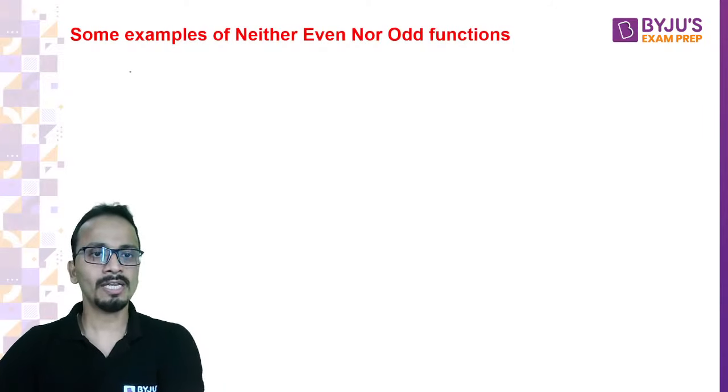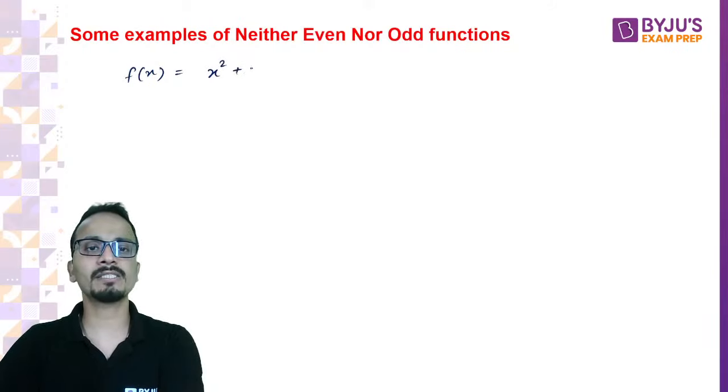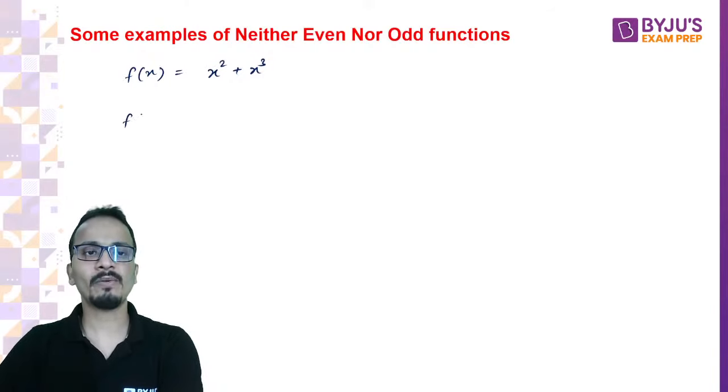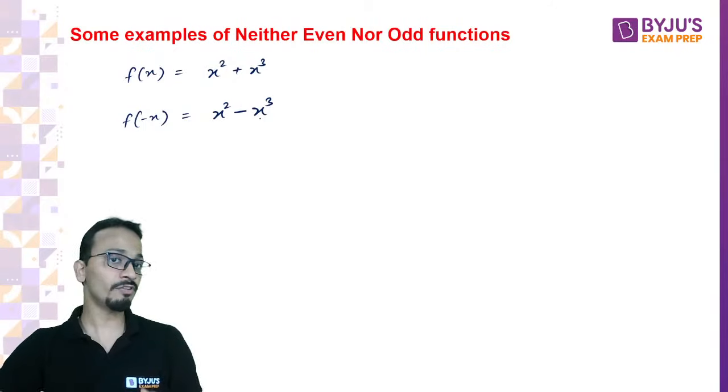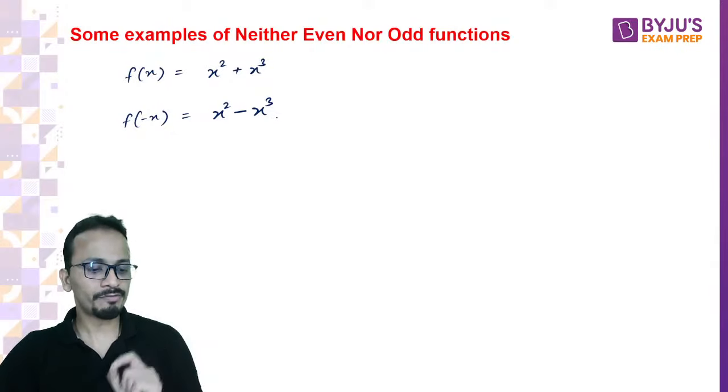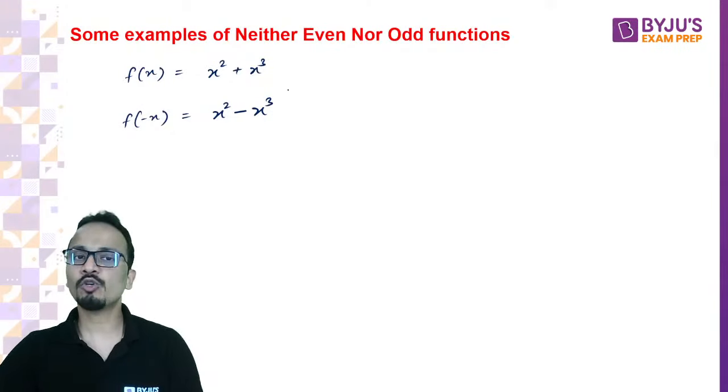Okay, so let's say f of x. I'll take a combination. Let's say x square plus x cube. So f(x) is x square plus x cube. Now I'll calculate f of minus x, which will be x square minus x cube. Now this value of f of minus x is not equal to f(x). Also it is not equal to minus of f(x). So this function is neither even nor odd.